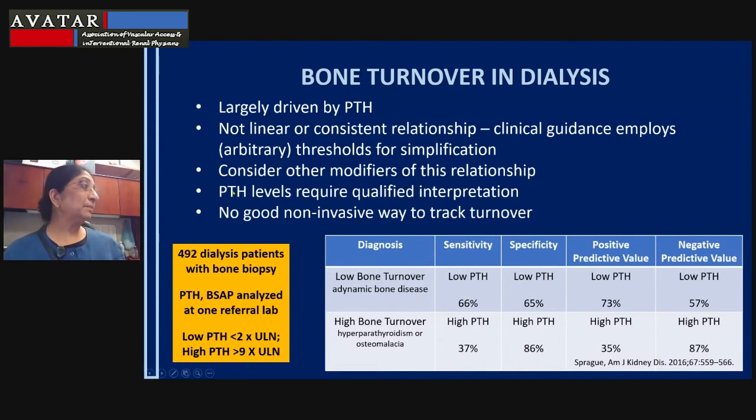And we must remember that PTH levels require qualified interpretation, mainly because of the issues with what we are measuring in an assay. Unfortunately, there is no good non-invasive way to track turnover. This is the largest study of its kind by Sprague et al. Of 492 dialysis patients, where they actually looked at levels of PTH or bone alkaline phosphatase in terms of whether these levels, characterized as either low or high, would predict low bone turnover or high bone turnover. And we could take a look at sensitivity, specificity, and predictive value, and none of them are very impressive.